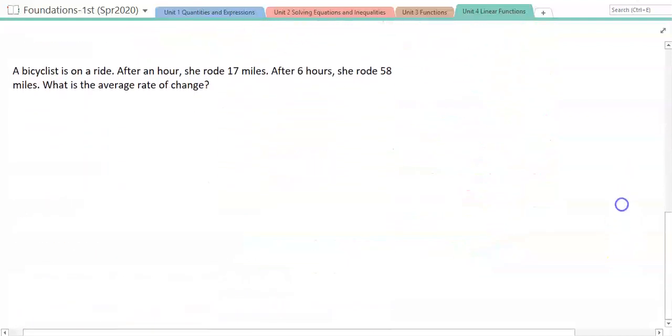One more example here. Again, like I said, this is not a long section, just a couple of examples to look at as we continue in rate of change. The lessons later this week will be a little bit longer than this one, but this one's going to end up being short. A bicyclist is on a ride.